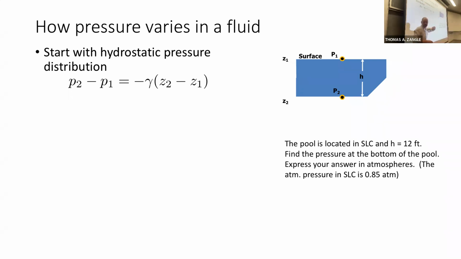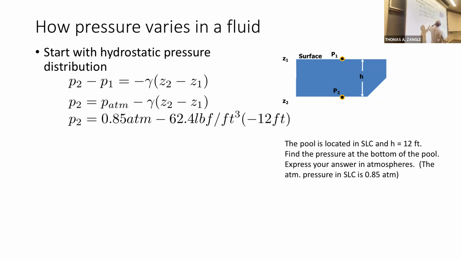Yeah, pay attention to your signs here. That's probably the number one place where I see mistakes. Okay, so again, we're going to say P1 is P atmosphere. P2 is our unknown.